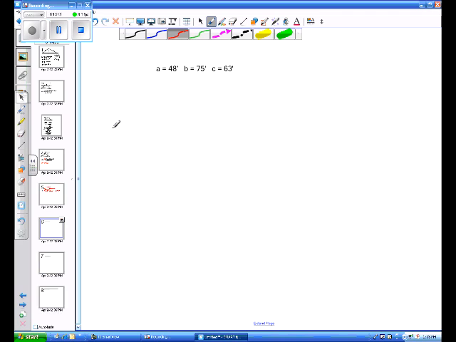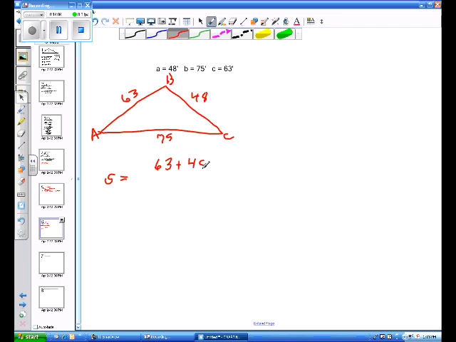So if we have that side A is 48 feet, side B is 75 feet, and side C is 63 feet, we want the area. Well, the first thing we have to do is find the semi-perimeter, which is 63 plus 48 plus 75 divided by 2.